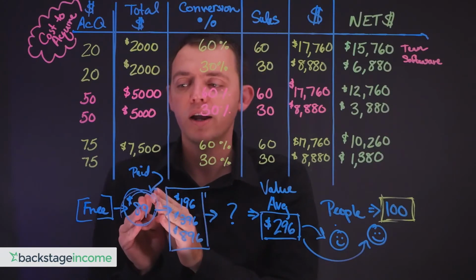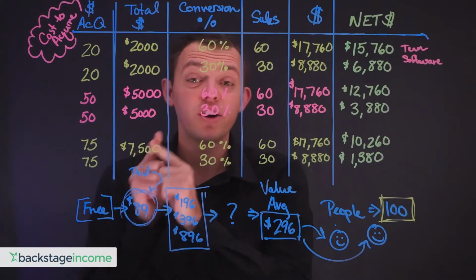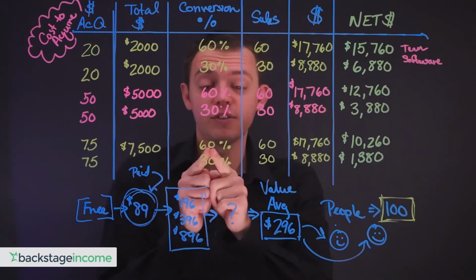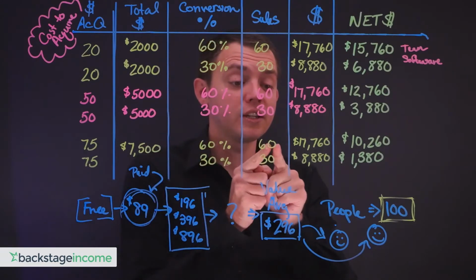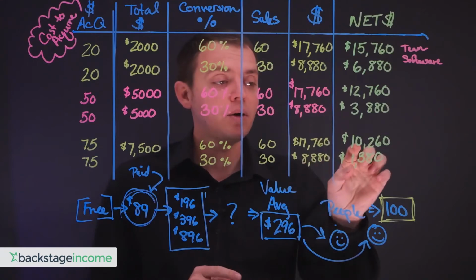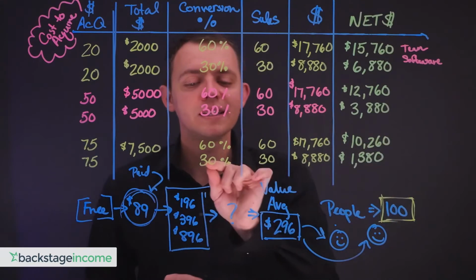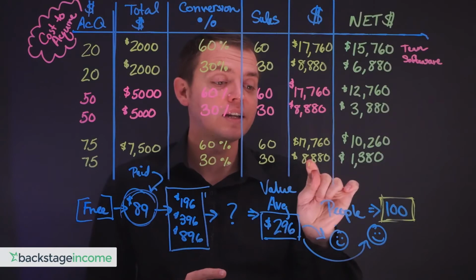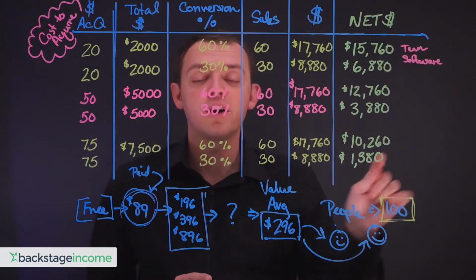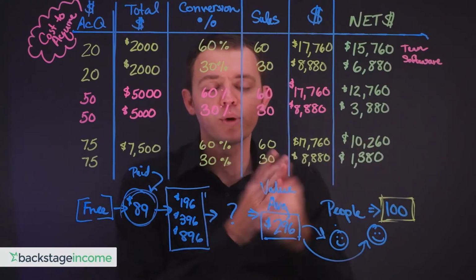And of course, if it costs you $75 to acquire a customer, which is almost the price of your initial or first product, well, you're spending $7,500 for that ad to get those conversions. And now you got 60% converted, still spending that same amount, but you're only making $10,260. And on the 30% side, you're making only $1,380 on the net. So you're almost breaking even.